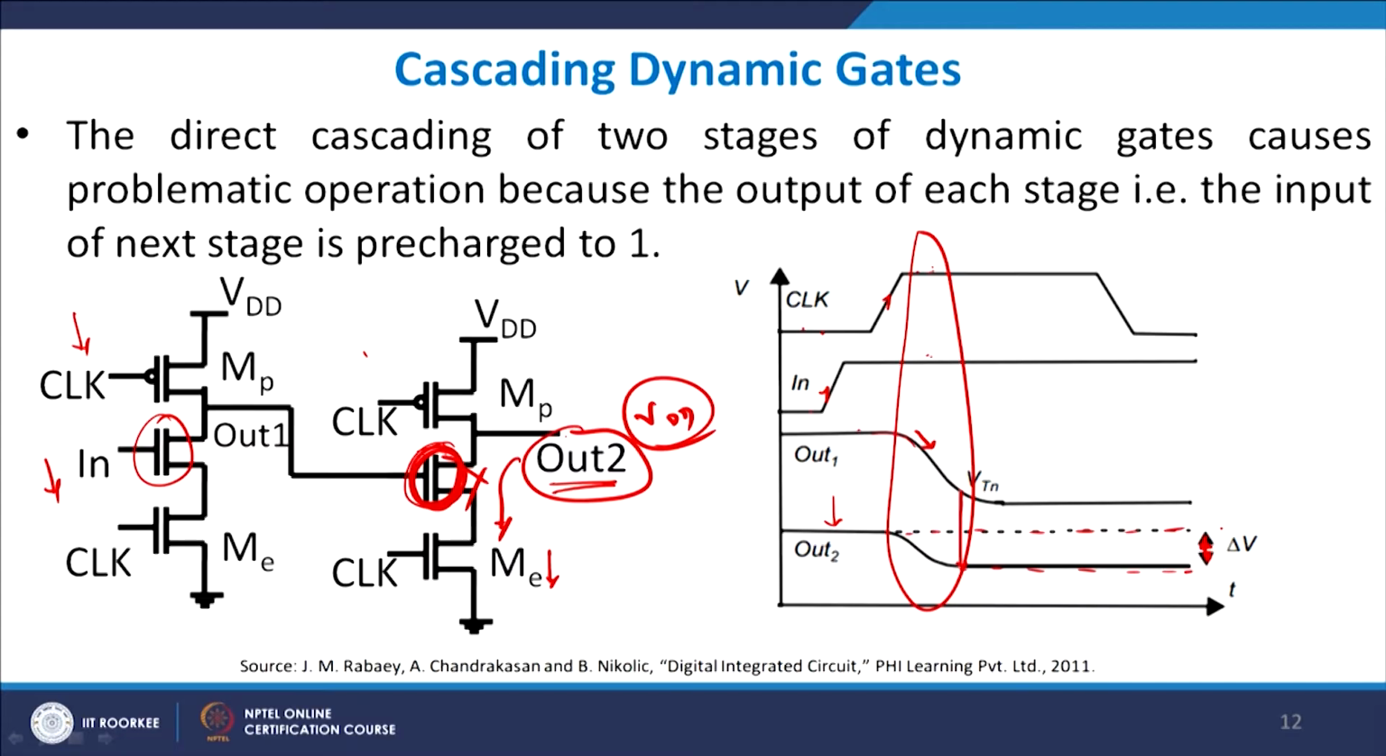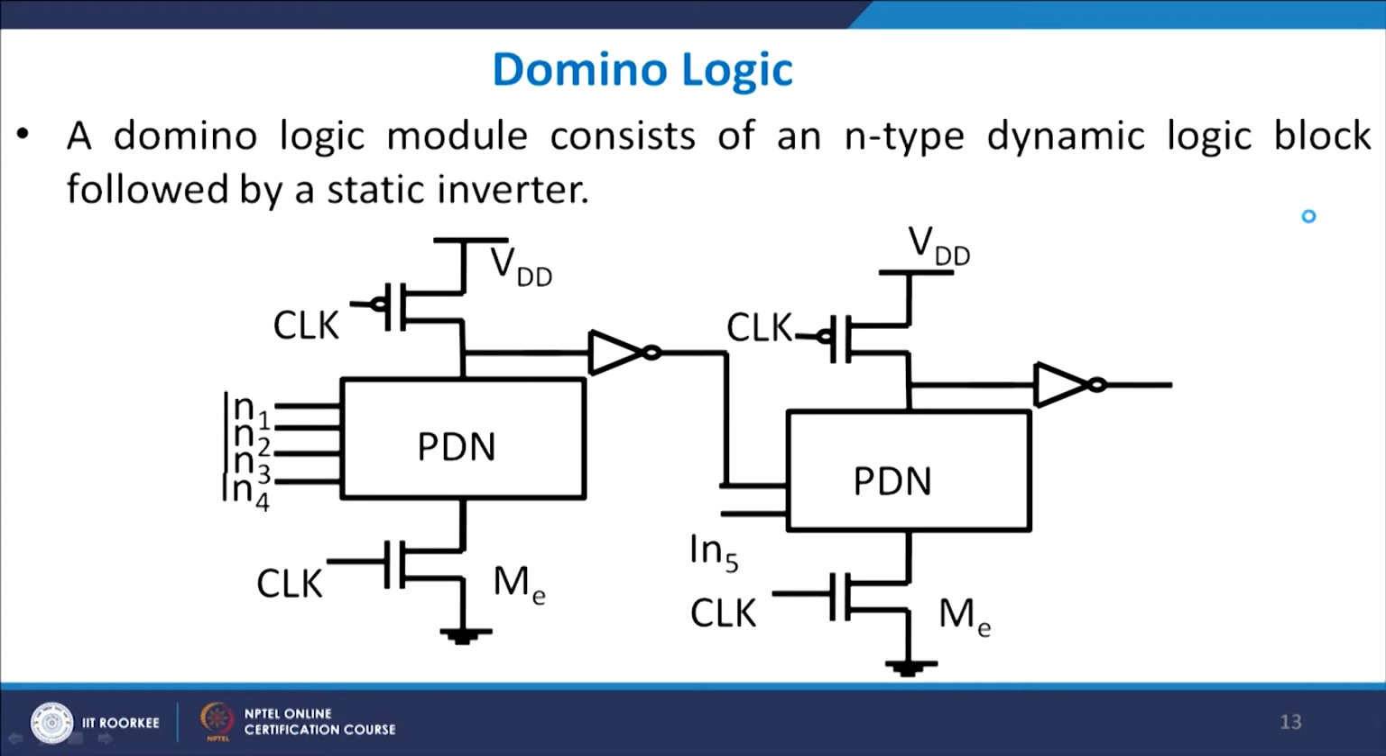So when you cascade dynamic logic, you end up losing, that is the problematic operation because of the output of each stage. Direct cascading is therefore not a good idea. So what people thought was that since you cannot directly cascade two logics, because the logic falls down and you will not be able to recover it until the next precharge cycle comes, we enter into what is known as domino logic.